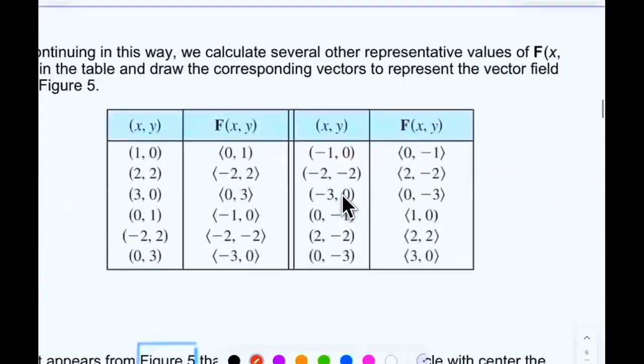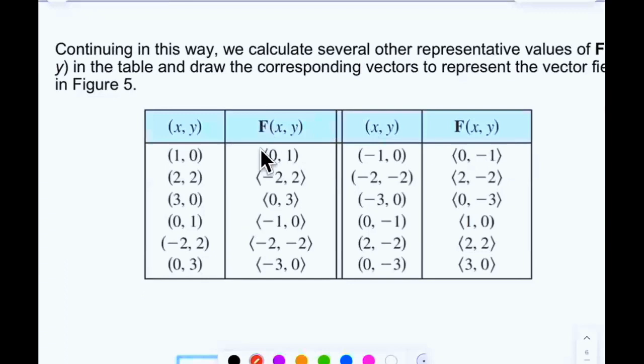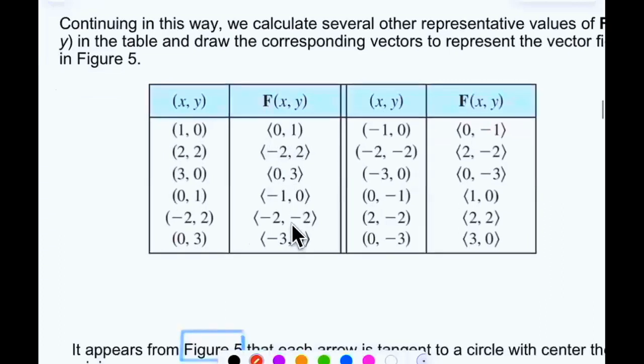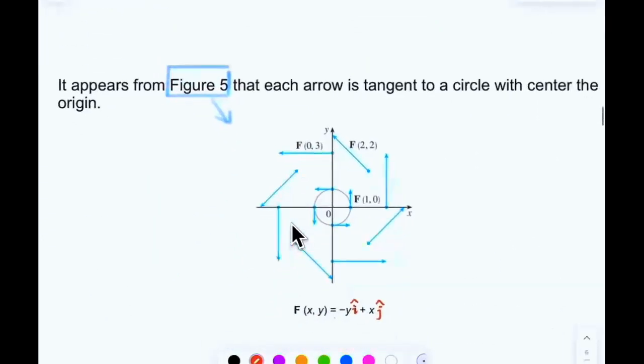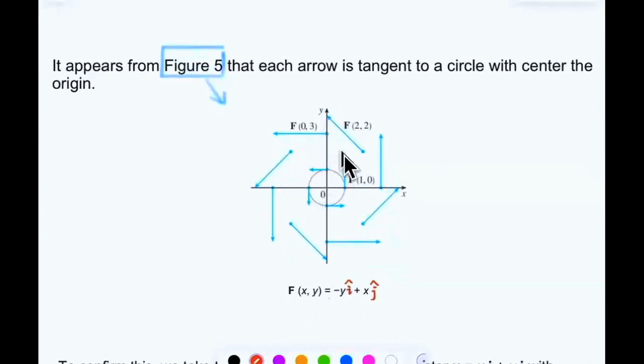So we can make a table. Now here's the table. We make the table over here, type in the point, and we get a two-dimensional vector associated with each point. Then we draw some of the vectors, and we see the vector field. We can get some feeling for the vector field. It looks like this. So what do you see?